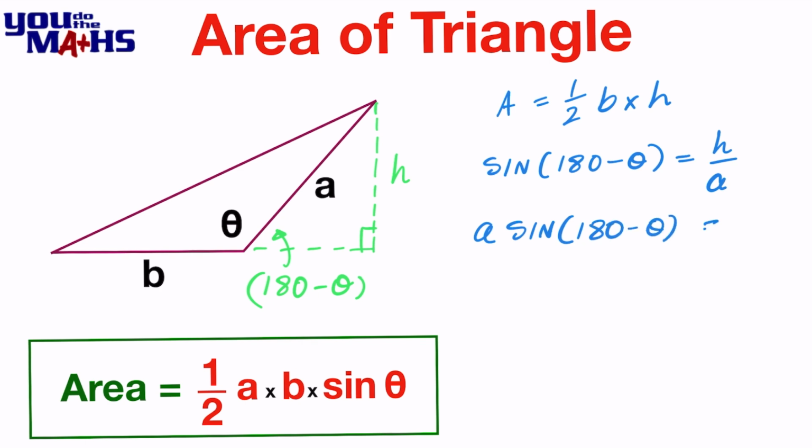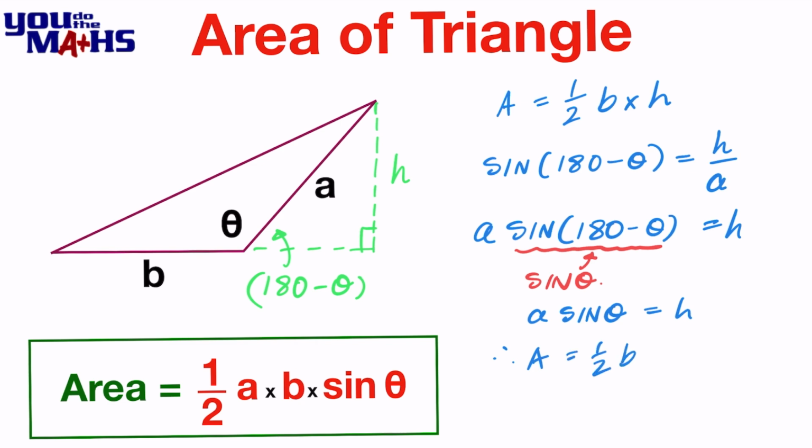h. Now sine of 180 degrees minus theta is equal to sine theta, and you can check that out using a unit circle. So A sine theta is equal to h. We'll then substitute that into our original area formula to get a half b multiplied by A sine theta. And once again we'll rearrange that to get a half AB multiplied by sine theta, which matches our formula for the area of the triangle using sine of the included angle between two sides.